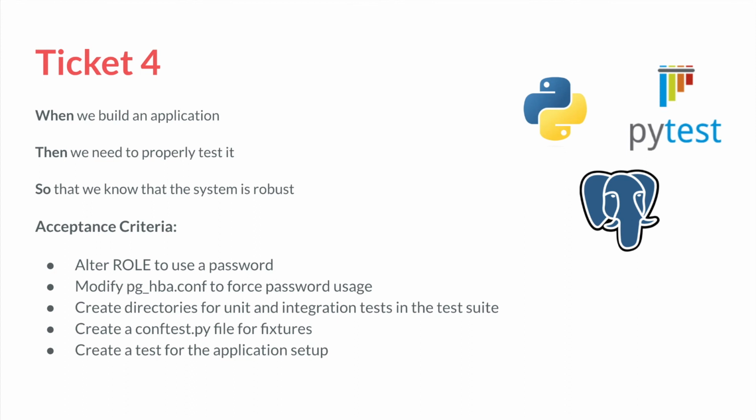So it's a really good thing to go through the definition of done to make sure that you've accomplished everything in your ticket. So now we've added the conf test py file for the fixtures, and we also created tests for the application setup. Now we didn't just do one test, we did multiple tests, both the happy and unhappy part. So that's great, we've done that. Let's get our changes committed.